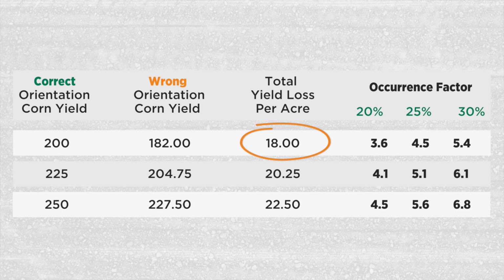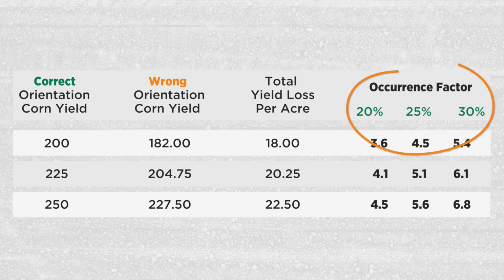But the one thing you have to take into account is the occurrence factor. How often is it happening in the field? It's not every plant. We're not saying that leaf orientation is causing an 18 bushel loss in the field. It's just every plant it does it on is averaging 18 bushel to the acre. So what we're finding is, and it varies on the hybrids and the row width, but generally we're 20 to 30% occurrence factor in the field. 20 to 30% of our plants actually get turned the wrong direction.